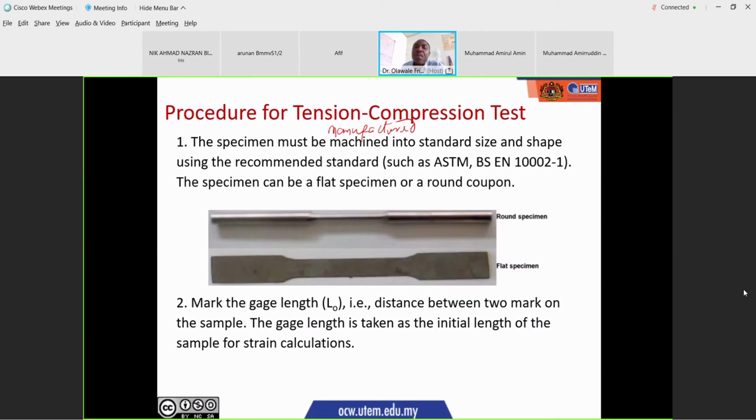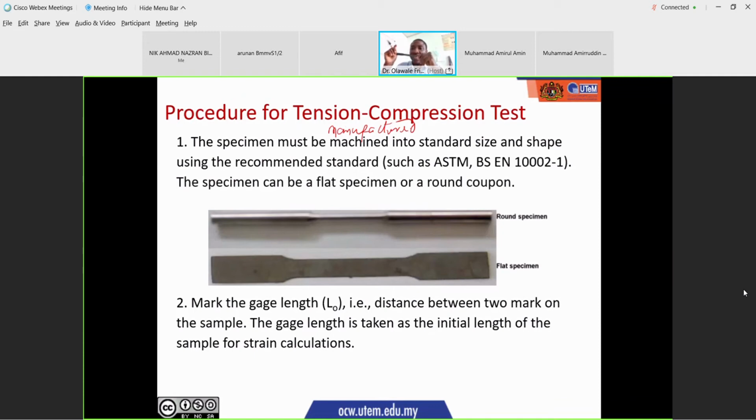Step number 2. Before the beginning of your experiment, you mark the gauge length of your specimen. So here I have this. Where's my marker? I'm going to mark it here. So between here and here is my gauge length. That is the distance between 2 marks. So I put a mark here and I put a mark here.